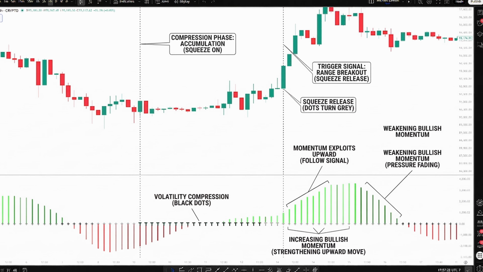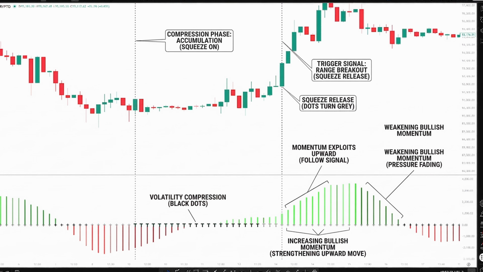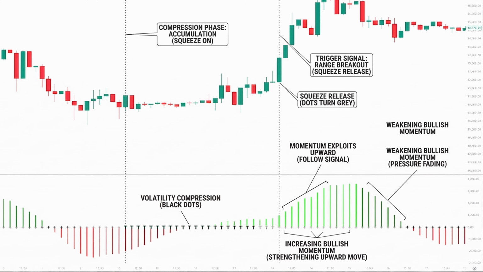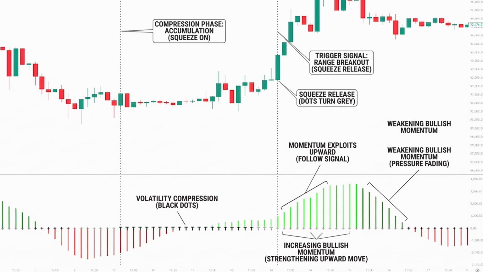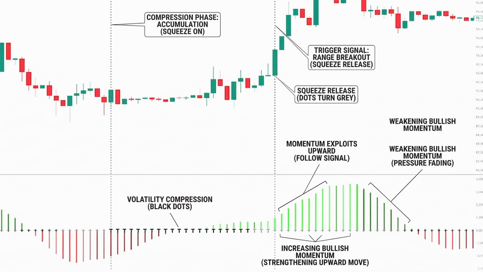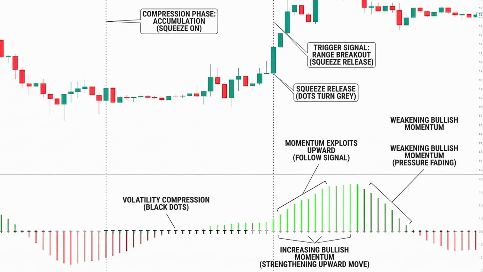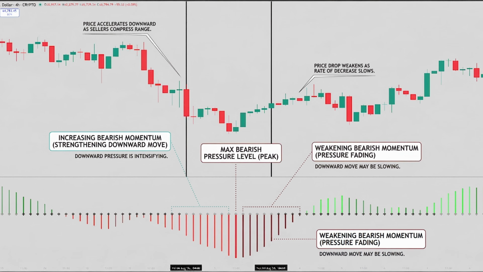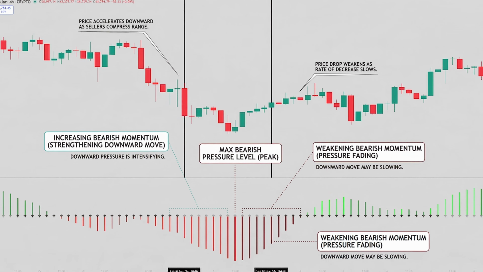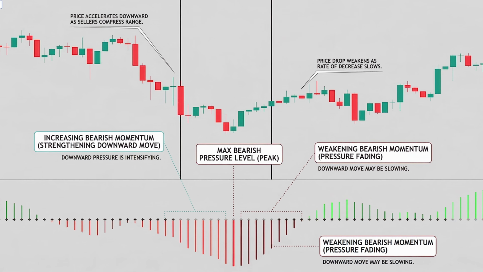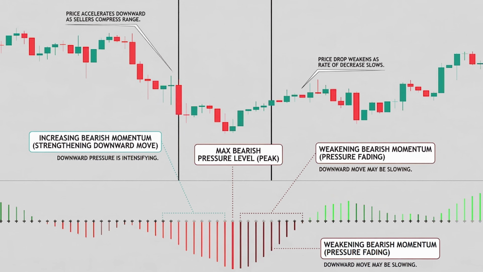Lime green bars show bullish momentum is increasing and the upward move is strengthening as buyers gain more control of price. Dark green bars mean bullish momentum is positive but starting to slow down. Price may still be rising, but the rate of increase is weakening. Buyers are still in control, but the move may be losing strength. Bright red bars show bearish momentum is increasing and the downward move is strengthening as sellers become more aggressive. Dark red or maroon bars show bearish momentum is weakening, which suggests the downward move may be slowing and the trend could be losing strength.